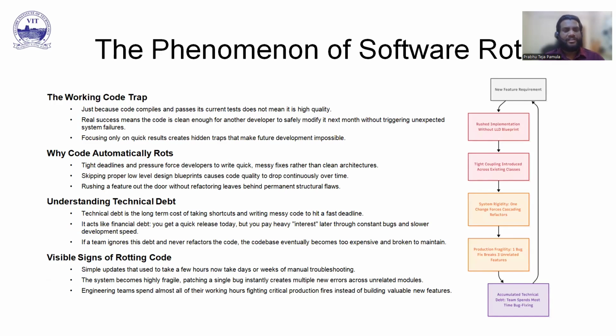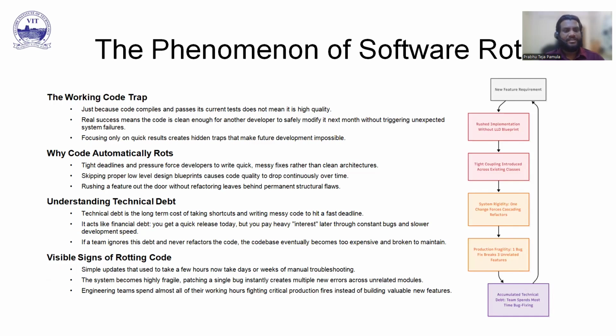Why does code automatically rot? Tight deadlines and pressure force developers to write quick, messy fixes rather than clean architectures. Skipping proper low level design blueprints causes code quality to drop continuously over time. Rushing a feature out the door without refactoring leaves behind permanent structural flaws.